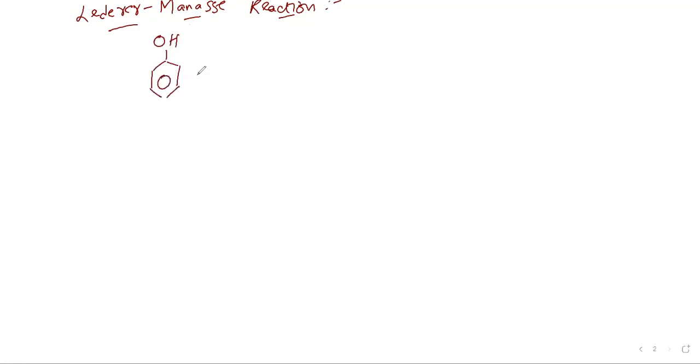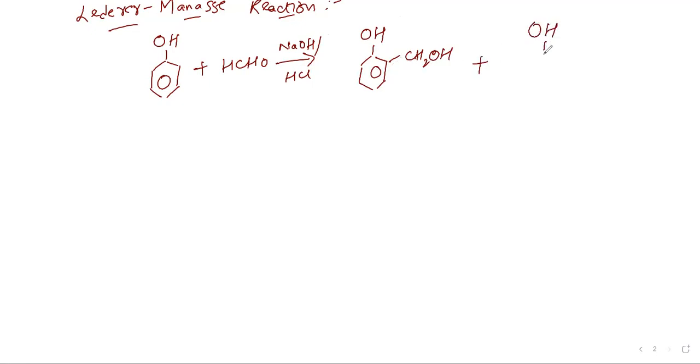So you have a phenol molecule. It will condense with formaldehyde in presence of sodium hydroxide or acid HCl to form CH2OH. The CH2OH group is introduced at the ortho position, and it will also be introduced at the para position. So this is your p-hydroxybenzyl alcohol.